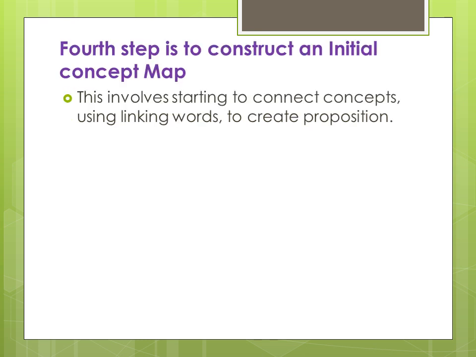Fourth step is to construct an initial concept map. This step is to construct a preliminary concept map. This involves starting to connect concepts using linking words to create propositions. For every two concepts that are linked, great care must be taken to assign linking words that clearly define the resulting proposition. In concept mapping, there is no predetermined listing of linking words.